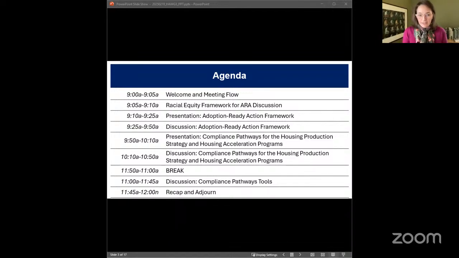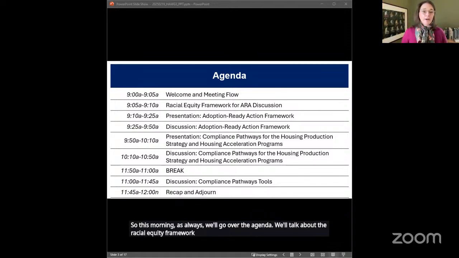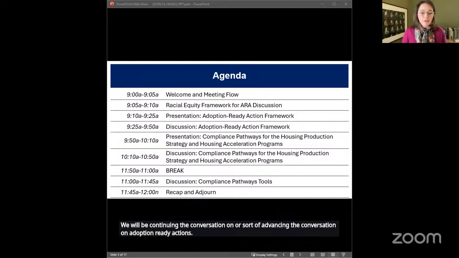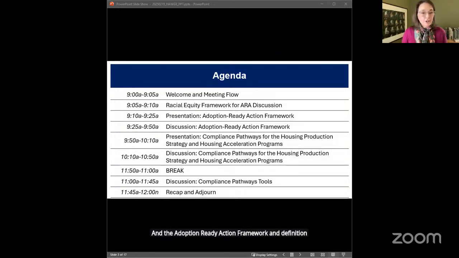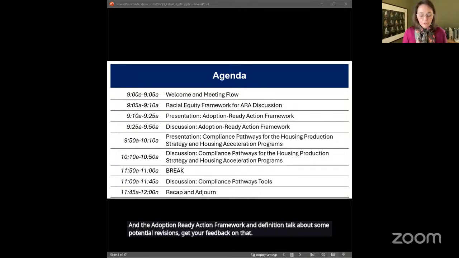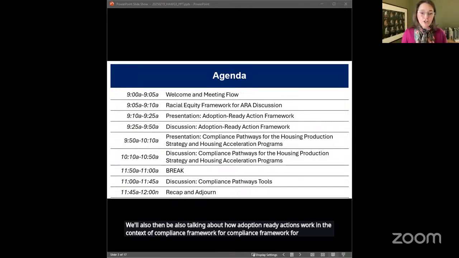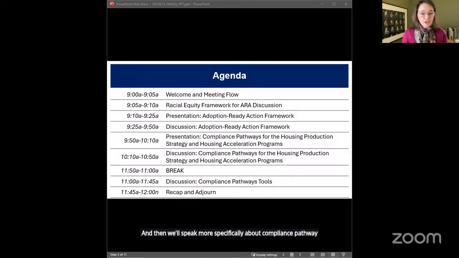So this morning, as always, we'll go over the agenda. We'll talk about the racial equity framework. Staff will have some pointers about portions of that racial equity framework that are particularly relevant to our discussion today. We will be continuing the conversation on, or advancing the conversation on, adoption-ready actions and the adoption-ready action framework and definition, talk about some potential revisions, and get your feedback on that. We'll also then be talking about how adoption-ready actions work in the context of the compliance framework for the housing production strategy and the housing acceleration program, part of housing planning. And then we'll speak more specifically about the compliance pathway framework for action selection.